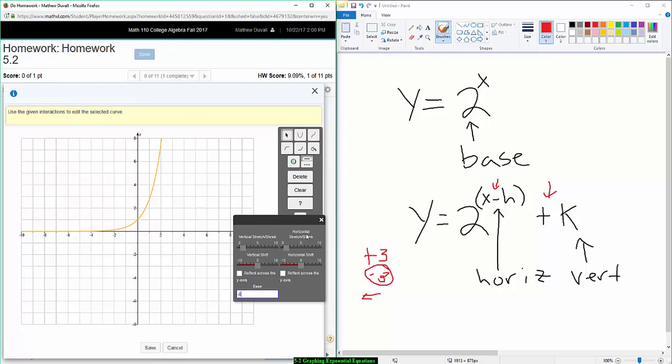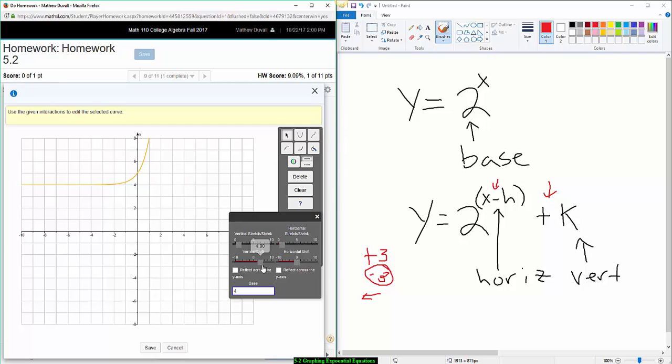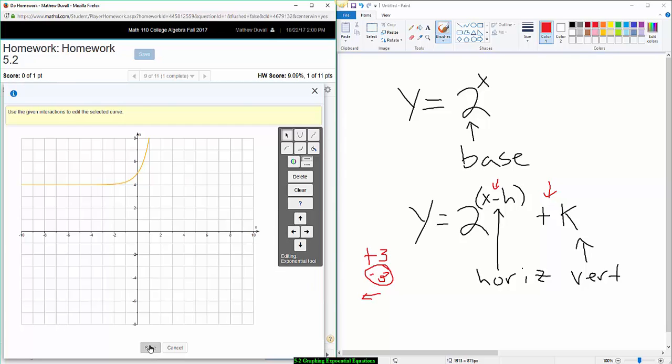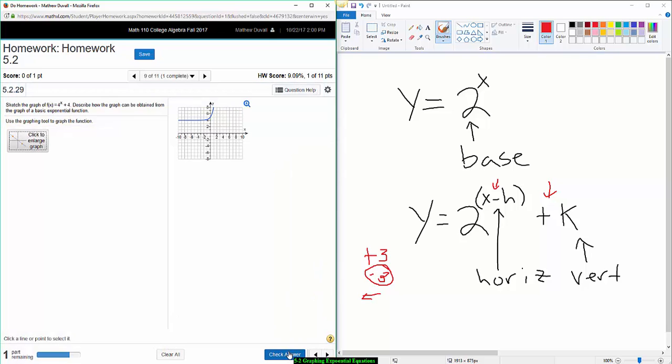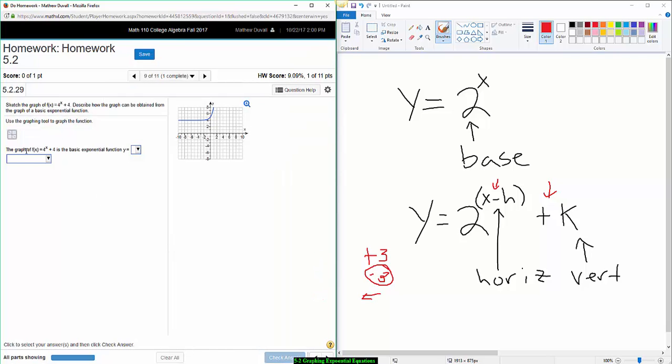No vertical stretching or horizontal stretching or shrinking, but that plus 4, that is going to affect our k. Our k is vertical shifting, and we do the same. So we're going to shift up vertically 4 spaces. So it says the graph f of x equals 4 to the x plus 4 is the basic exponential function y equals 4 to the x shifted up 4 units.